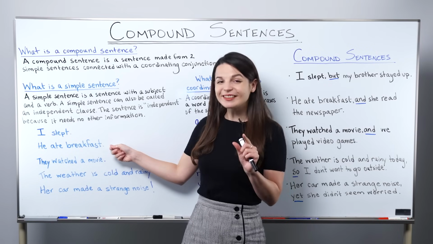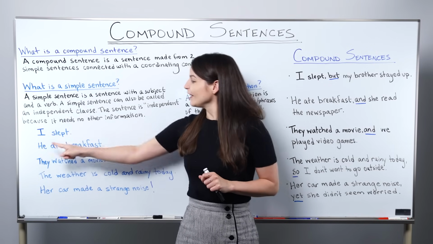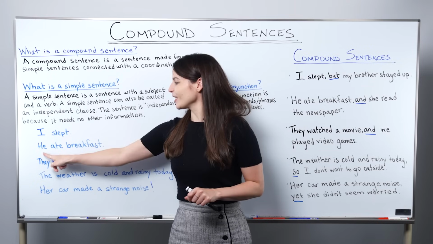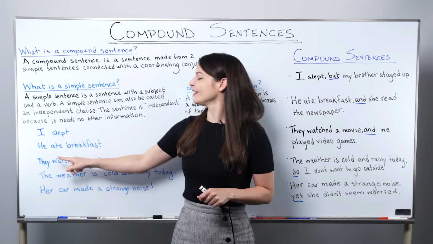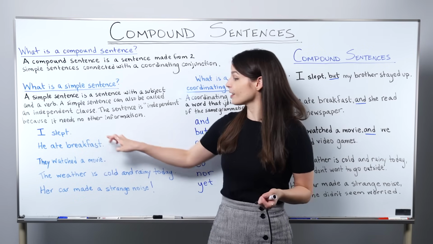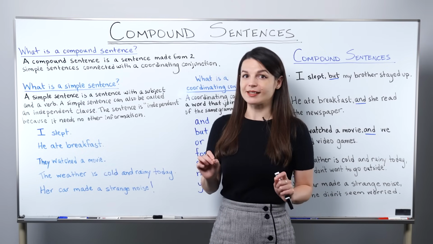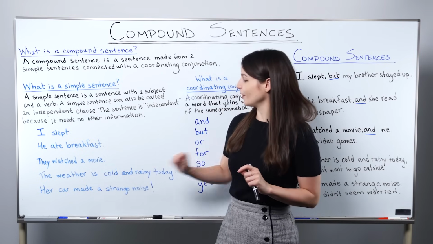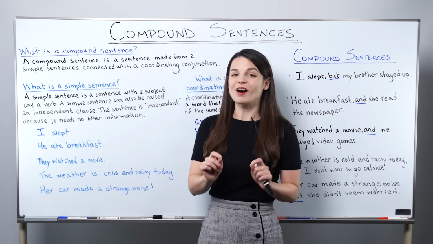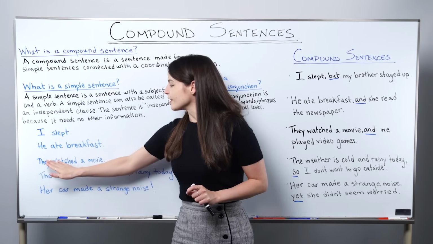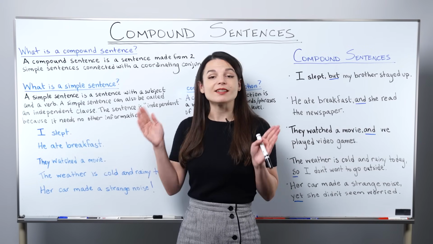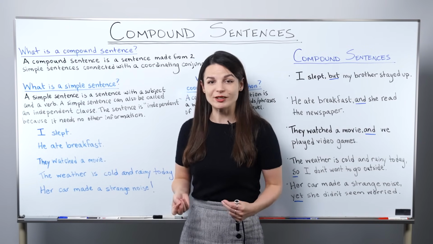Okay, let's look at one a little bit more complex. He ate breakfast. Subject and my verb are both right here. In this case, we have an object. What did he eat? He ate breakfast. So these are both examples of simple sentences. They have a subject and a verb. Okay, another one. They watched a movie. So again, subject and verb in the sentence. It doesn't need any other information. It can stand by itself and we understand the information.